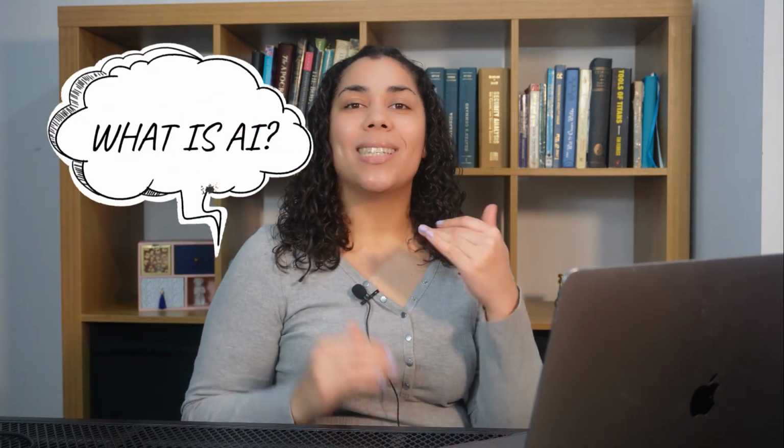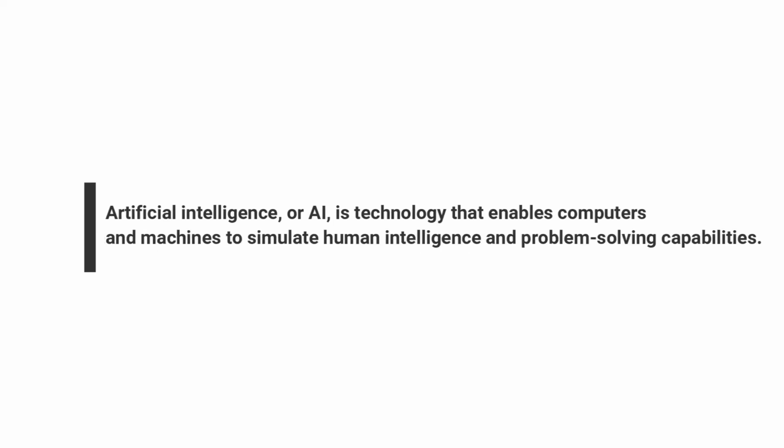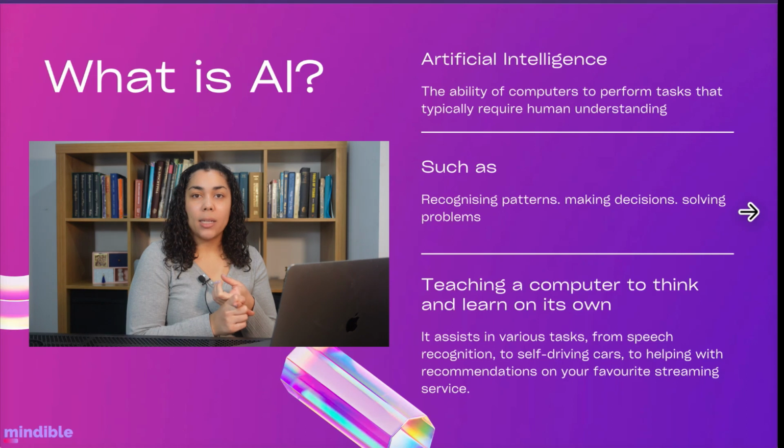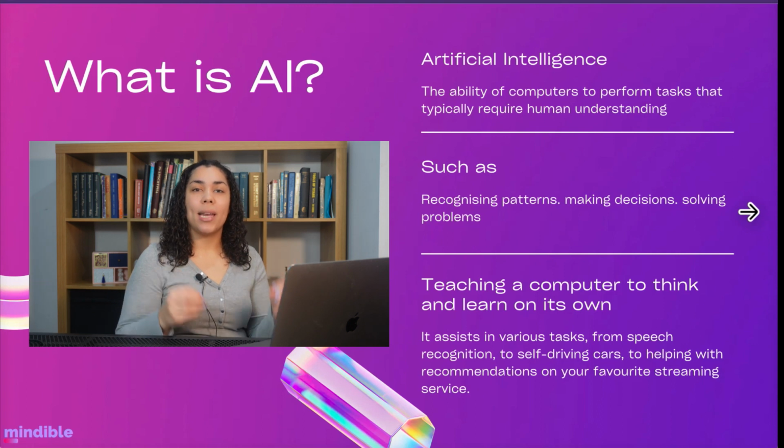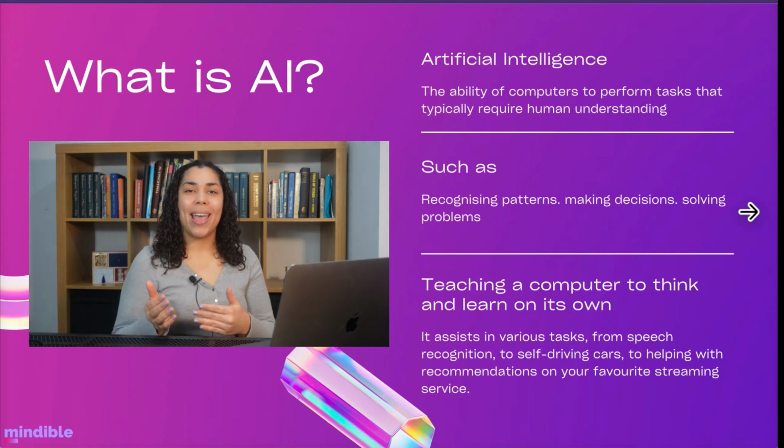So, what actually is AI? Artificial intelligence is the ability of computers to complete human like tasks with human like understanding. And this can involve things like recognizing patterns, solving problems, and making decisions. And there's a concept in AI that we need to be aware of, and that's weak AI versus strong AI.